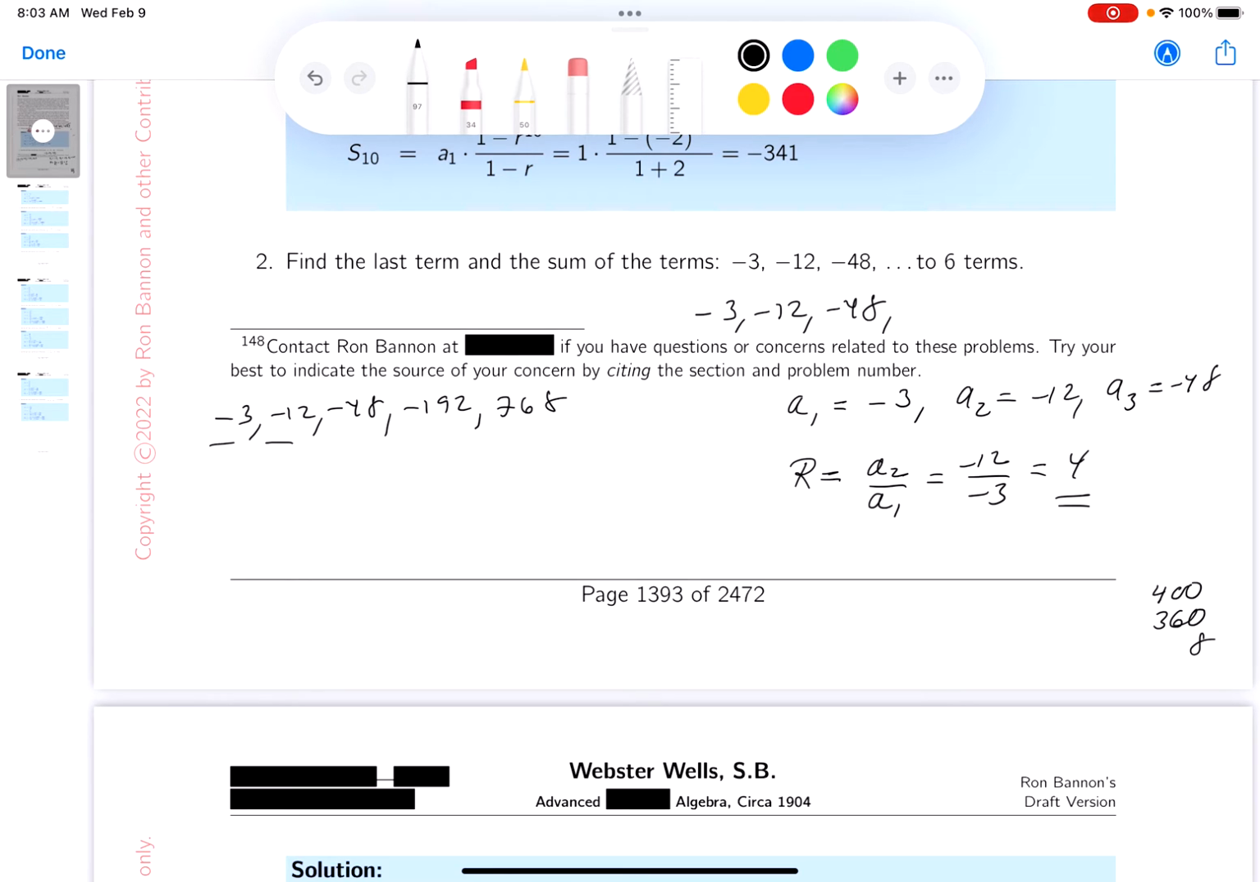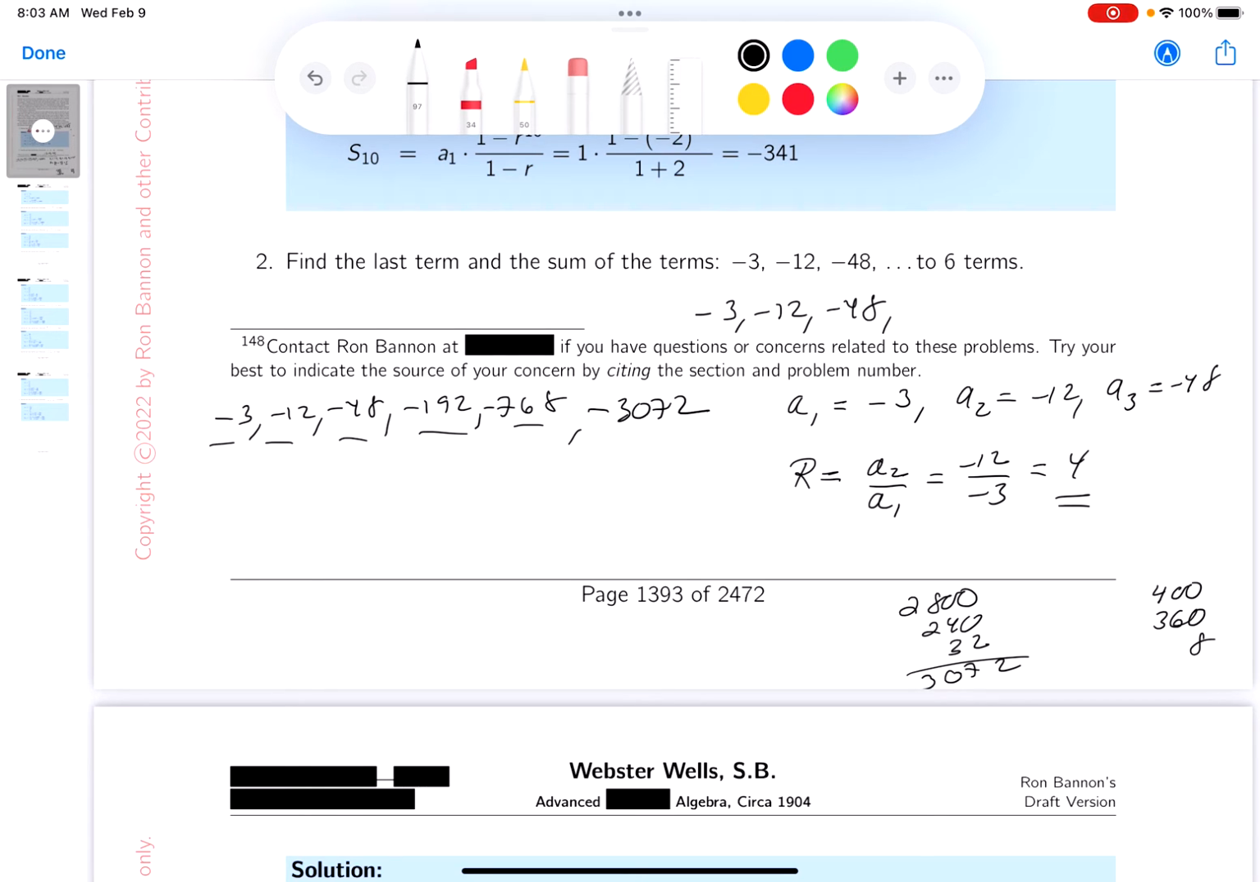Whoops, that's minus 768, sorry. What's the next one going to be? Well, 4 times minus 768. I realize I'm saying 768, but I mean minus 768. That's 2,800, then 240, and then 32, so it's going to be minus 3072.